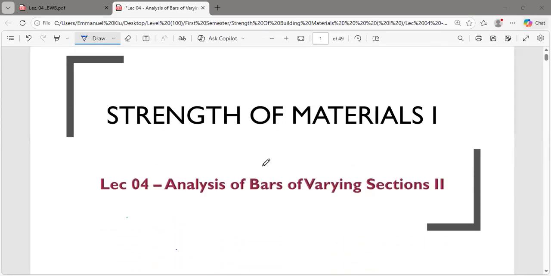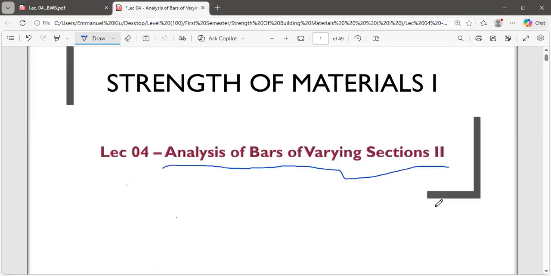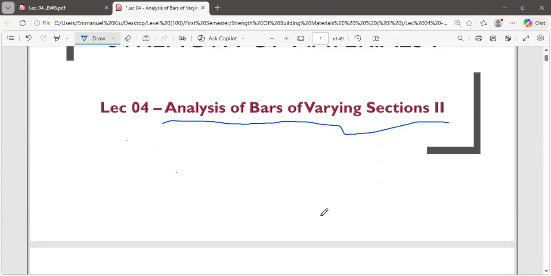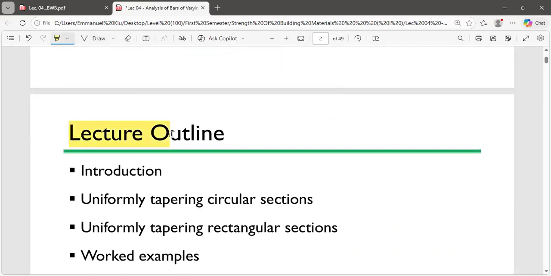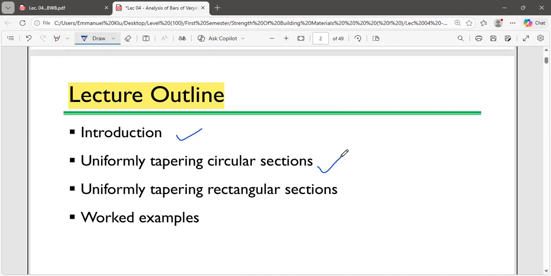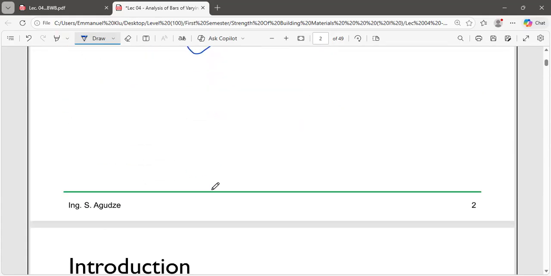All right. So in lecture 4 of Strength of Materials 1, we want to look at analysis of bars of varying section. In section 1, we looked at prismatic sections, but in section 2, we want to make our main focus the non-prismatic section. Very good. Our lecture outline is composed of the introduction, uniformly tapering circular section, uniformly tapering rectangular section, and some worked examples as well.